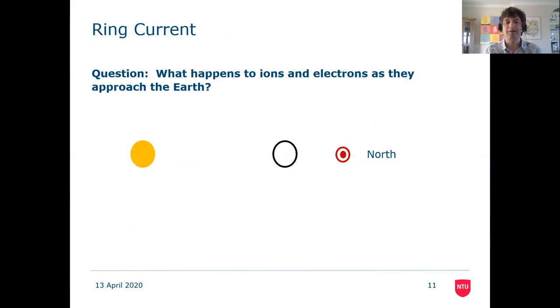So what would happen to ions and electrons as they approach the Earth? Now here I've drawn the Sun, we've got the Earth, and we're looking from above the North Pole. So this little diagram here is just telling us that North is sort of out of the screen towards us.